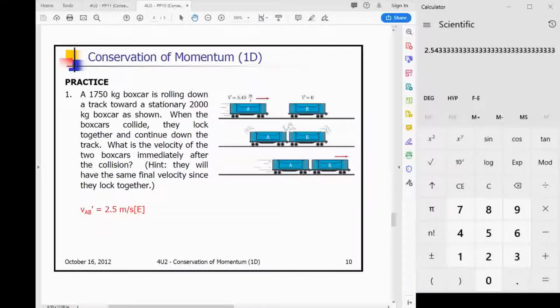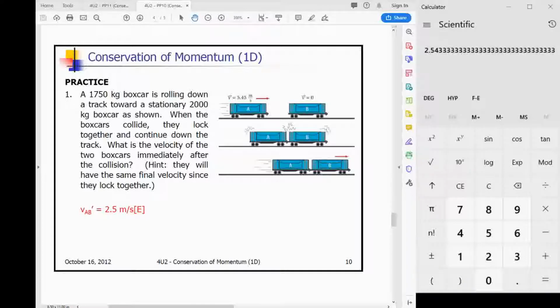So here's a problem that says that we have a 1,750 kilogram boxcar rolling down a track towards a stationary 2,000 kilogram boxcar, and these two boxcars collide and they stick together and then they kind of move on. We're asked to find the final velocity of both of the objects, both the boxcars, because they're stuck together in the final position.